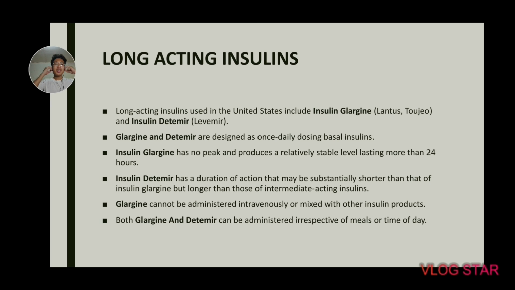Next are long-acting insulins, which include insulin glargine and insulin detemir. Glargine and detemir are designed as once-daily dosing basal insulins. Your glargine has no peak and produces a relatively stable level lasting more than 24 hours, while your detemir has a duration of action that may be substantially shorter than that of glargine, but longer than those of intermediate-acting insulins. Glargine cannot be administered intravenously or mixed with other insulin products, but both glargine and detemir can be administered irrespective of meals or time of day.